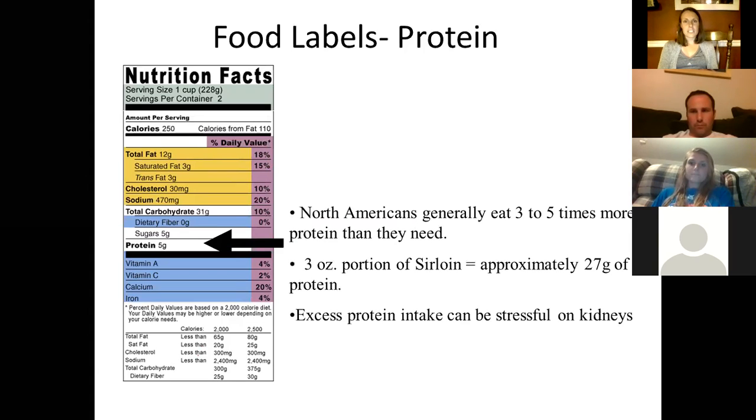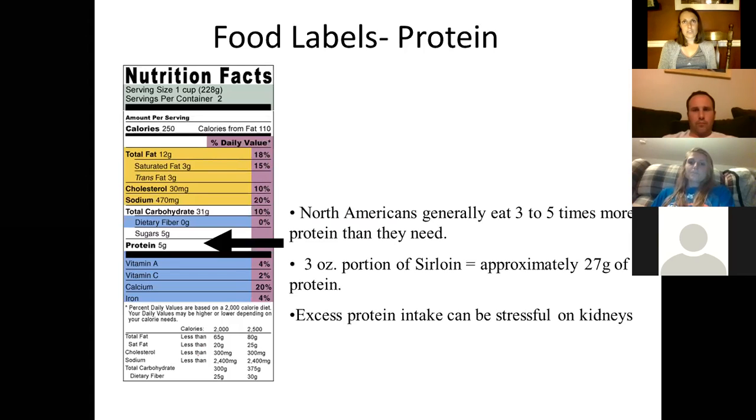Okay, typically in the US, we are getting 3 to 5 times the amount of protein that we need. We don't live in an area where protein is scarce or where people have trouble getting enough. An example of a portion of protein is a 3-ounce portion of steak, which is about the size of a deck of cards, and that's giving you about 27 grams of protein.